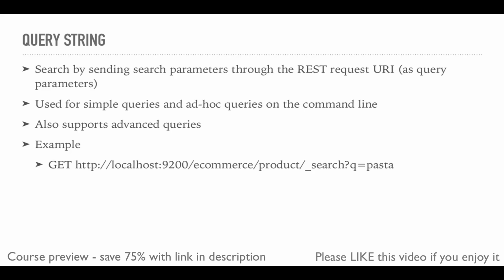The URL specifies the endpoint of the Elasticsearch cluster and searches for documents of the product mapping type within the e-commerce index. The _search API is used to perform the search, and the search query is specified as a query parameter. All fields are searched by default. This HTTP GET request is all it takes to perform a search in Elasticsearch.